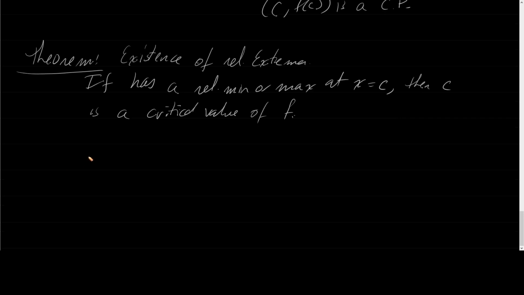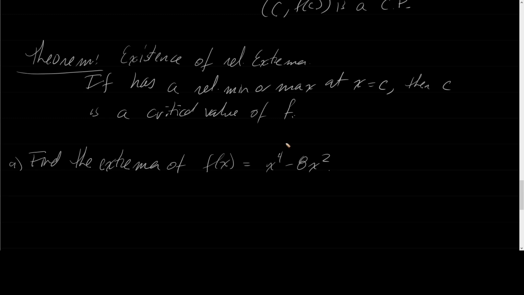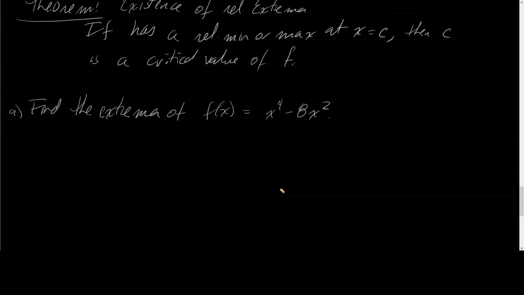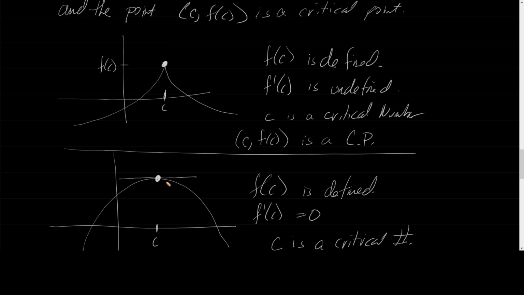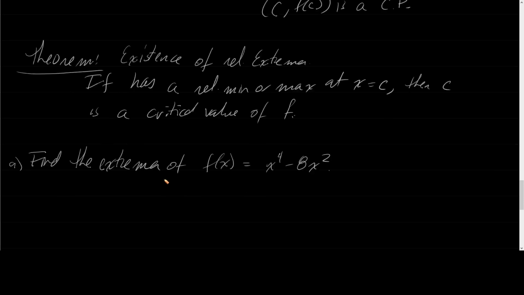So let's find the extrema of f of x equals x to the fourth minus 8x squared. What we want to do is find the extrema. And how do we do this without actually looking at the graph? Because if we have the graph, it's very simple. We will look at that, there's that point there. Well, how do we find that? That's what this is about.